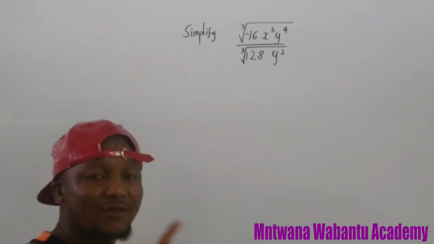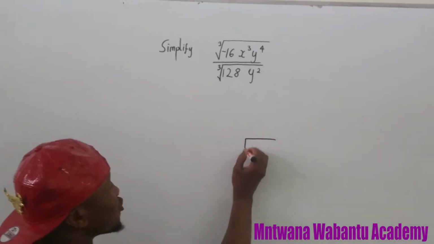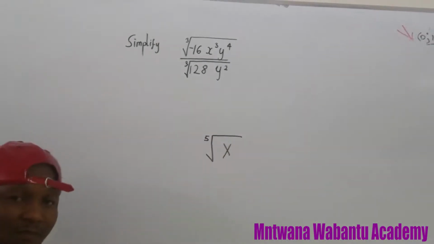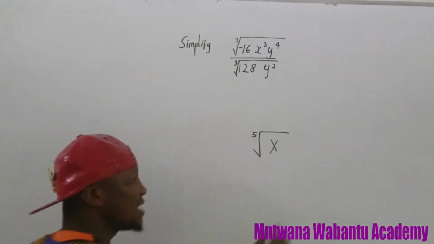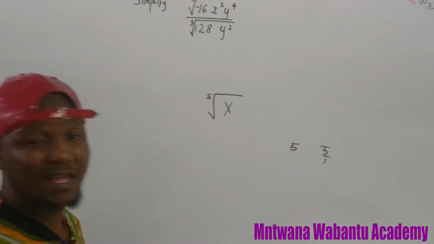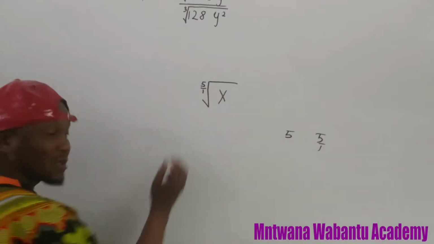So, very important thing. If you have a root, let's say root of n and m, let's say this is x, and they give you a 5. If somebody says 5, that means 5 over 1. 5 over 1 equals 5. It's the same thing.